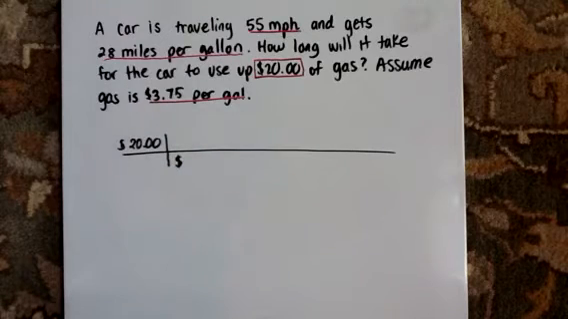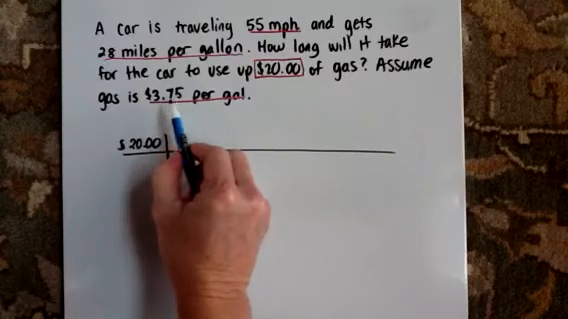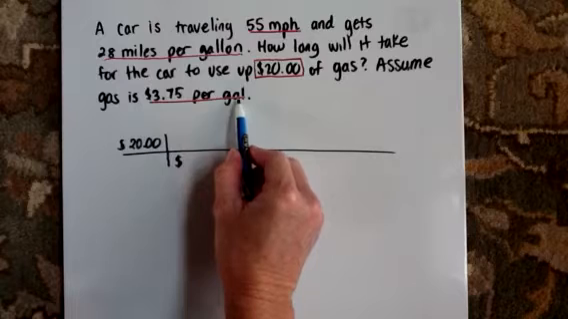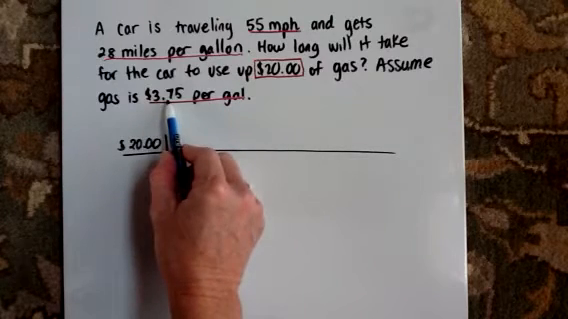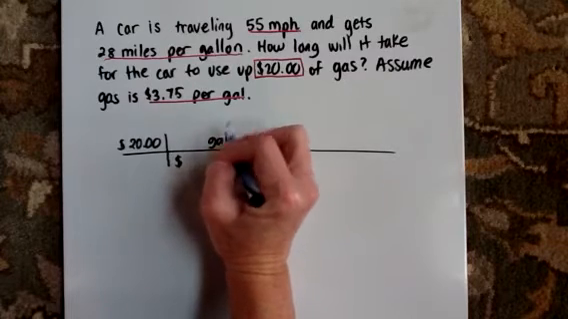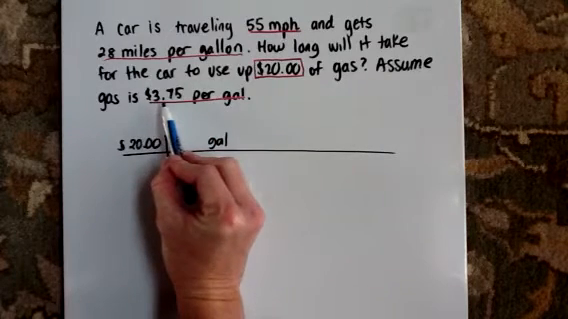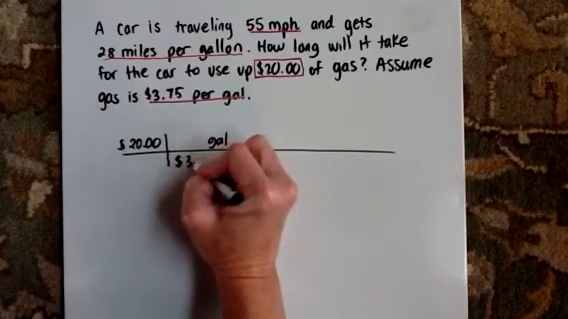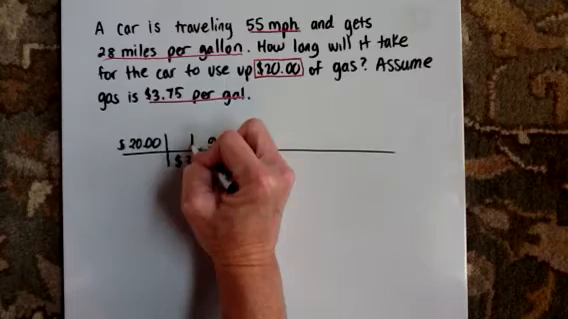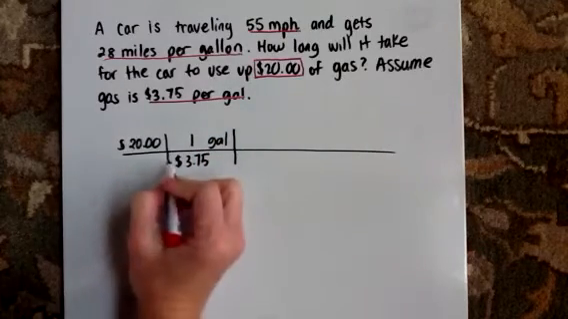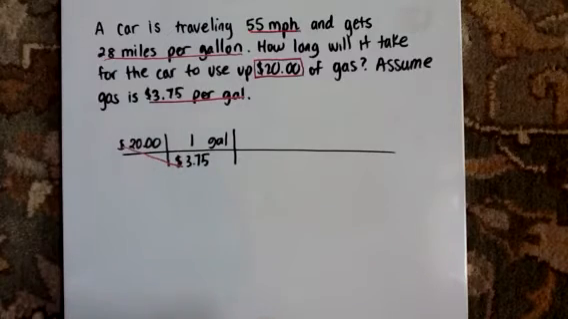And then I'll look at my conversion factors and see which one involves dollars. Because this one uses dollars and a relationship to gallons, I can use this one to go from dollars to gallons. So I'll go to gallons next. What's implied here is $3.75 per 1 gallon. And notice then my units cancel, my dollars cancel here.